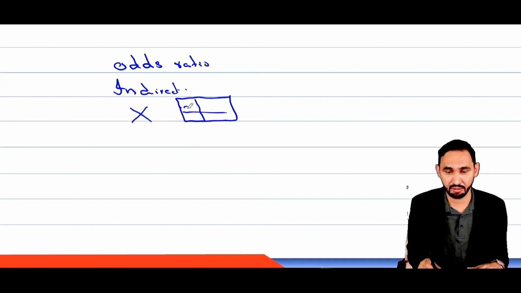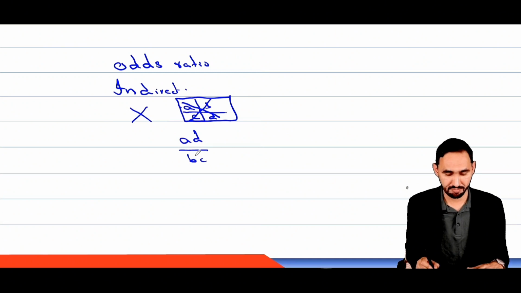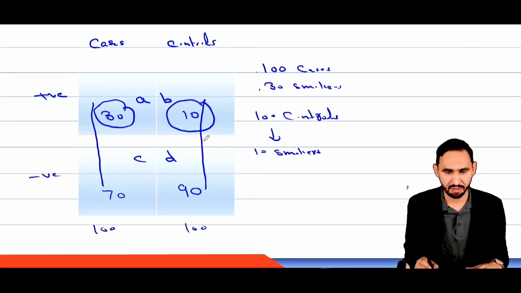There is A, B, C, D. We will multiply A with D and we'll multiply B with C and divide them. So the formula will be AD over BC. What is A in our study? A is 30 and D is 90.